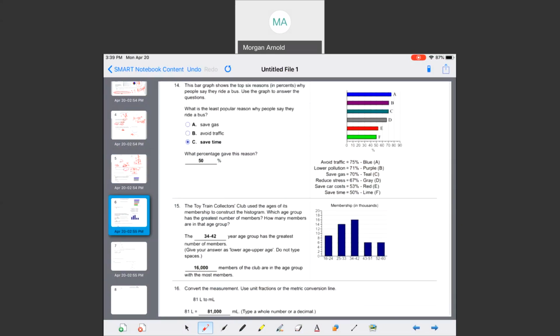Question 14. This bar graph shows the top 6 reasons, in percents, why people say they ride a bus. Use the graph to answer the questions. First question, what is the least popular reason why people say they ride a bus? That's pretty easy. According to the bar graph, it is F, save time, which is choice C here.